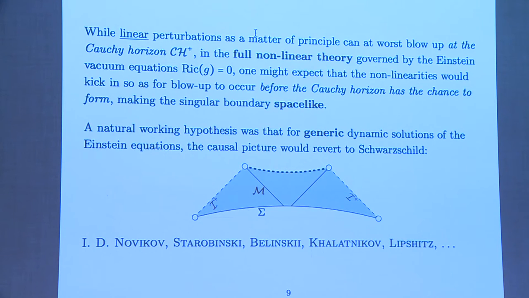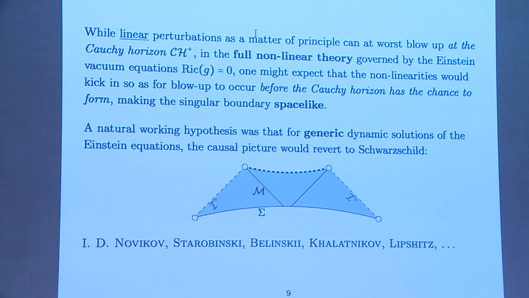Or again, to use the terminology of Zag, that might make you expect that the boundary should now be non-characteristic, and singular. So somehow the working hypothesis that most people subscribed to was that the generic dynamic solutions of the Einstein equation would look causally, the causal picture would look like Schwarzschild.